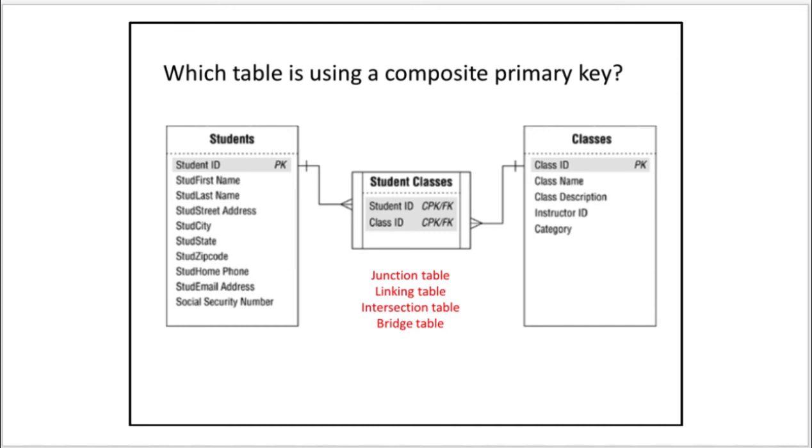So to uniquely identify a record in the student classes table, you will have to give both the student ID and the class ID. Okay, we've got all those different names for the middle table. I mean, these tables are really important. You're going to find out in the next couple of weeks. But there are all kinds of names for it. There are junction tables, linking tables, intersection tables, bridge tables, cross-reference tables. I'm going to use junction table here. But you can see the CPK, that stands for composite primary key.